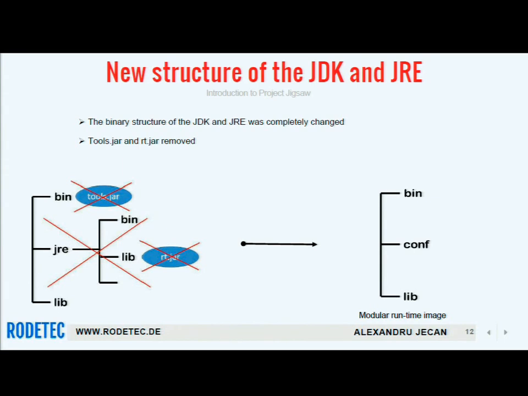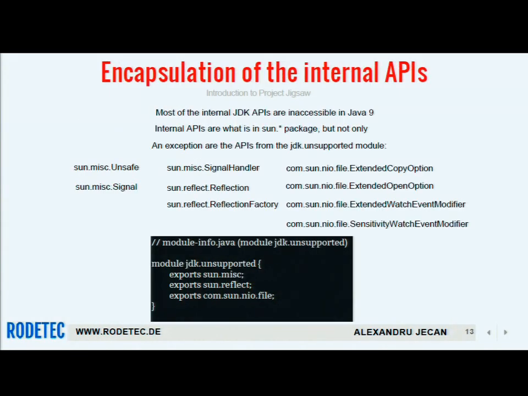The new bin directory contains command line launchers defined by the modules linked into the image. And you have a conf directory. This contains property files, policy files, and other kinds of files, but everything in the conf directory can be edited by the developers. In JDK 8, this was not the case. There were files that could not be modified. And you have the lib directory. This contains the runtime system's dynamically linked native libraries.